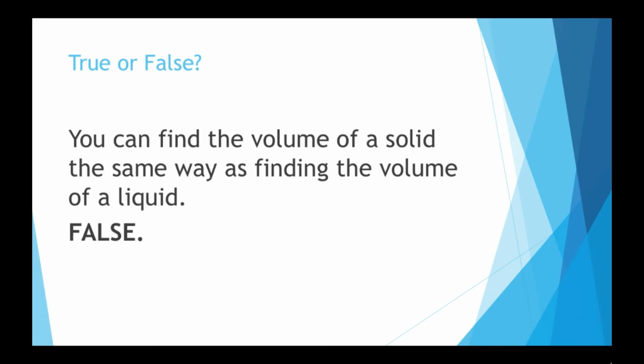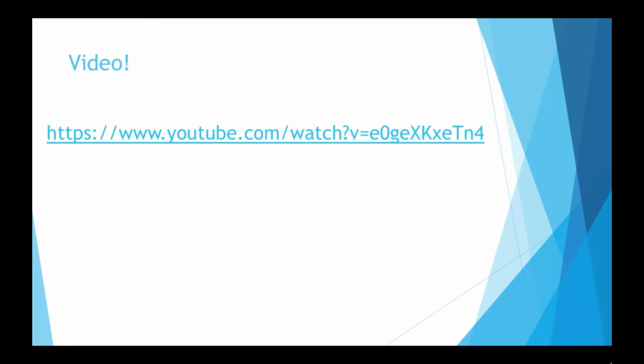The solid will not be taking up all of the space in the graduated cylinder, so we will need to use a method called water displacement. We're going to watch a video that demonstrates how we can use water displacement to find the volume of irregular objects.